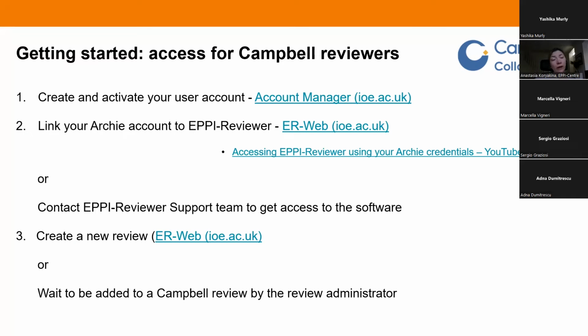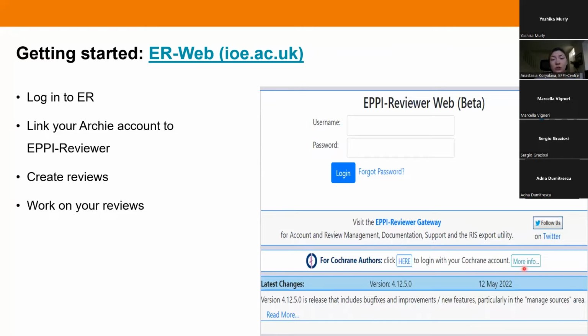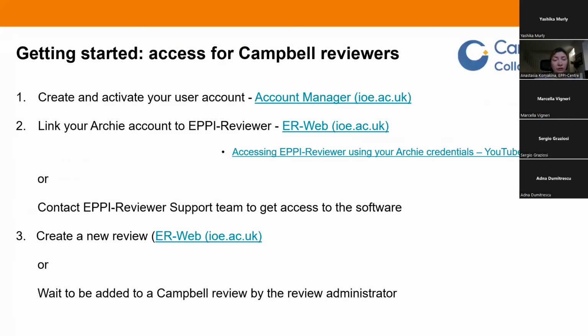Then the standard way of licensing Campbell reviewers in EPPI-Reviewer would be to use your Archie credentials and link them to EPPI-Reviewer. If you open the login page, you can see that there is this section that says for Cochrane authors. That's the one that you should be using if you've got Archie credentials. This way works only for those reviewers who have the official author status on Archie. So if you do, you can simply log in to EPPI-Reviewer and link your Archie account to it.